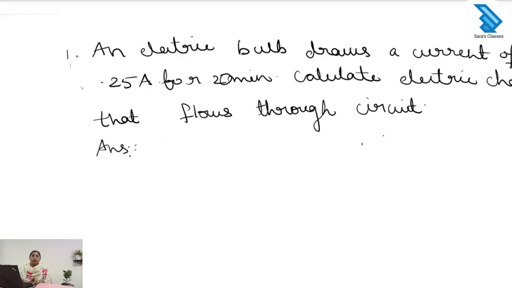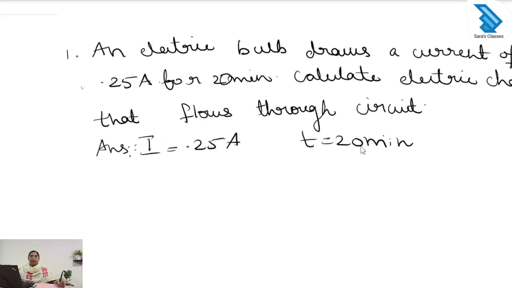So the first question is, an electric bulb draws a current of 0.25 ampere for 20 minutes. Calculate the electric charge that flows through the circuit. First we write down what is given in the problem. The current is given as 0.25 ampere and the time is given as 20 minutes.